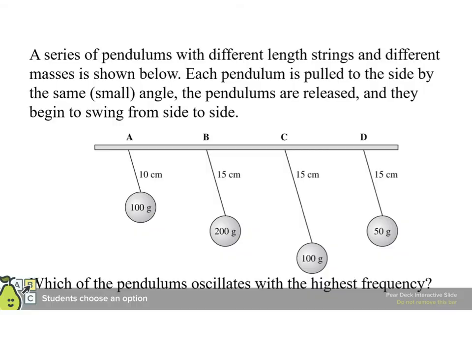A series of pendulums with different length strings and different masses are shown below. Each pendulum is pulled to the side by the same small angle. The pendulums are released and they begin to swing from side to side. Which of the pendulums oscillates with the highest frequency? So we start off by saying the frequency is 1 over the period. So high frequency is low period. And the period is 2π√(L/g). So the low period comes from the least length. And we get, it must be A. Also, of course, it's multiple choice, and since it only depends on the lengths, and 3 of the lengths are the same, it can't be any of them. But that's just a trick of the particular way the question was phrased.